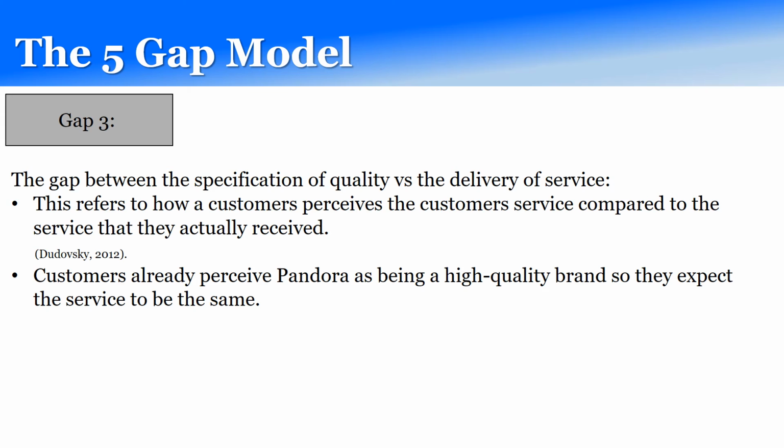So now we're up to gap 3. Gap 3 refers to the gap between the specification of quality versus the delivery of service. So this refers to how a customer perceives the customer service compared to the service that they actually received. So again, Pandora is known as being a high quality brand due to the products that they sell. So this means that customers expect that the service that they receive is the same and is up to the same high quality standards as their products.